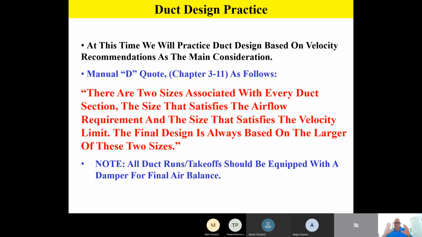So if you design a duct system using the static pressure method, which is method number 1, and you end up, say, with a 6-inch duct on a particular takeoff or section of duct, and you go back and find out that the velocity exceeds the velocity that Manual D sets forth in their velocity tables for that section, you're supposed to go to a larger size duct to meet the velocity requirement.